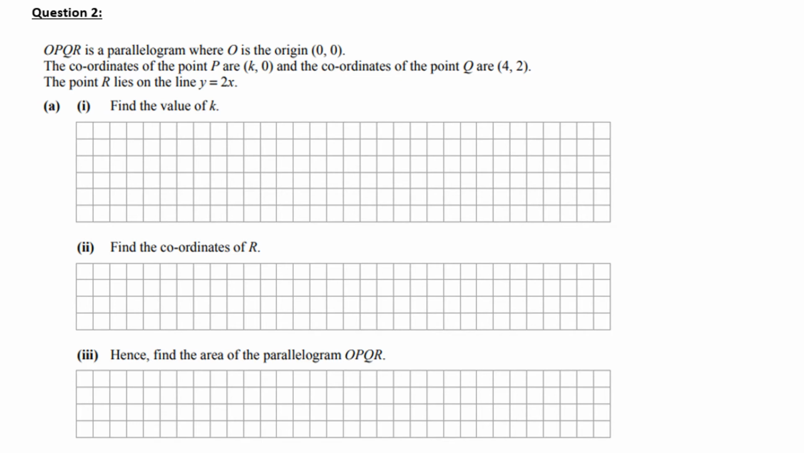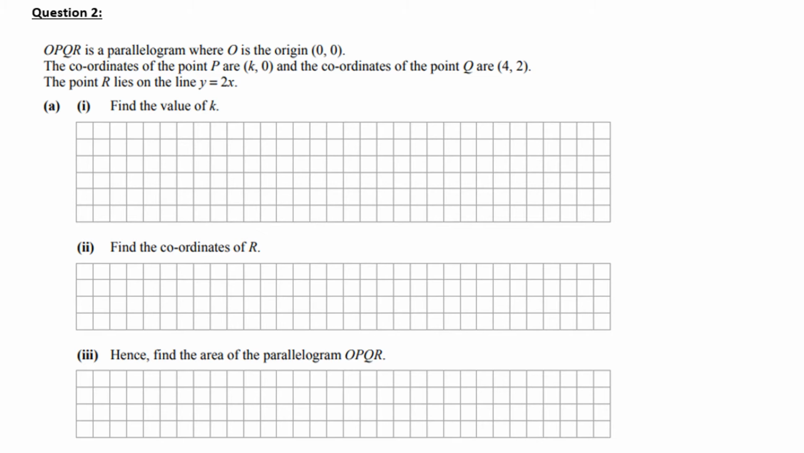It tells us OPQR is a parallelogram where O is the origin 0, 0, the coordinates of P are K, 0 and the coordinates of Q are 4, 2. They also tell us that OR lies on the line y is equal to 2x. Now, it's important, there's a few bits of information here that you have to look beyond what we're told. The first is that the point OR lies on the line y is equal to 2x.